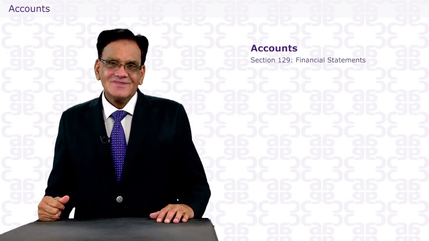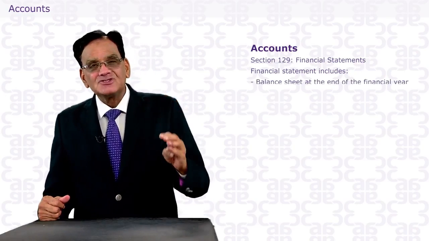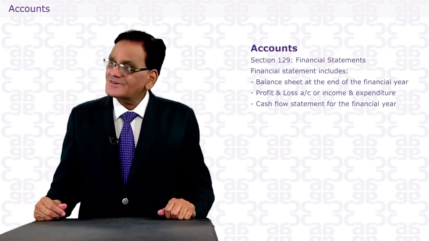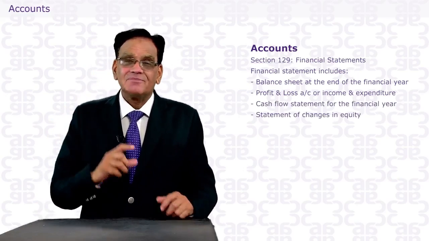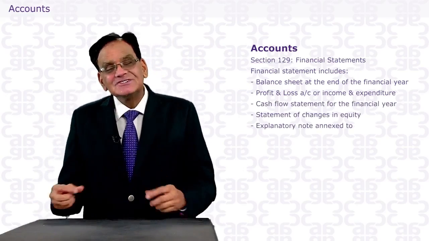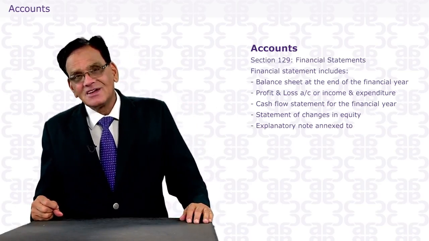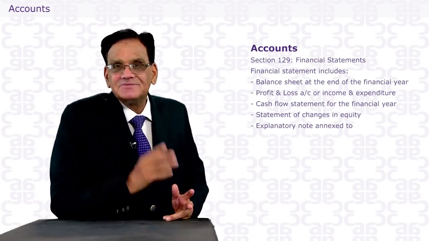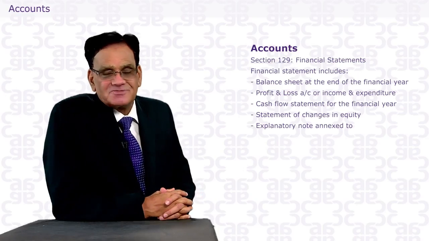In the old Act, we used to talk about the balance sheet and the P&L account. Today, we are talking about the financial statement. So, financial statement includes the balance sheet at the end of the financial year, the profit and loss account for the financial year, the fund flow statement for the financial year, and the statement of change in the equity, if any, and any annexure, any note which is forming part of this, is also known as the financial statement. Annexure.